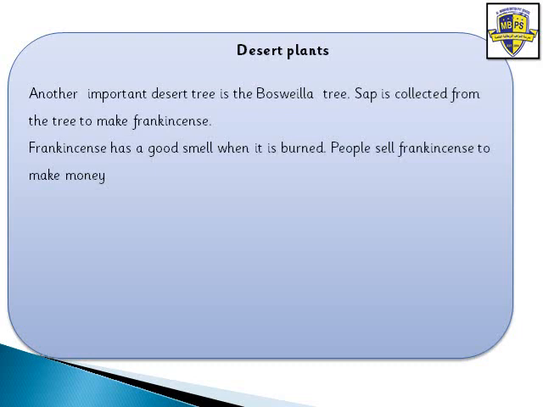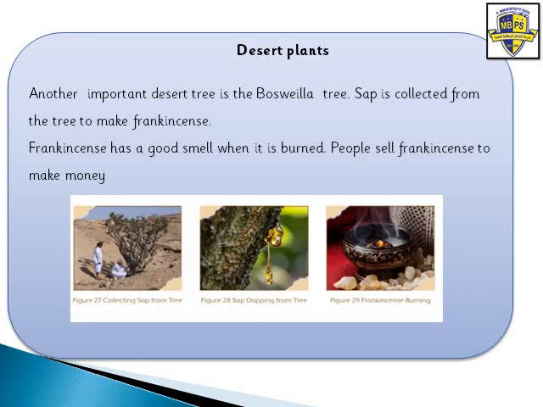Baswela tree. It's a very important desert tree in the UAE. Sap is collected from the tree to make what? To make frankincense. Sap is a liquid material. They collect it from the Baswela tree, and this is the second picture.